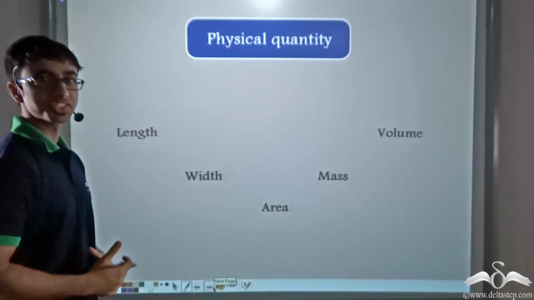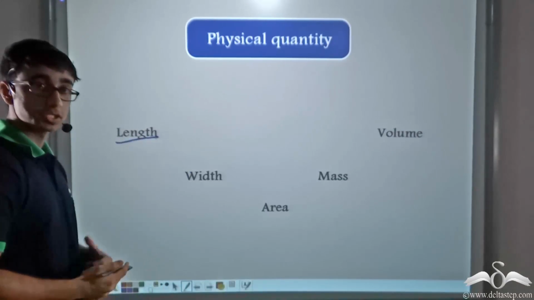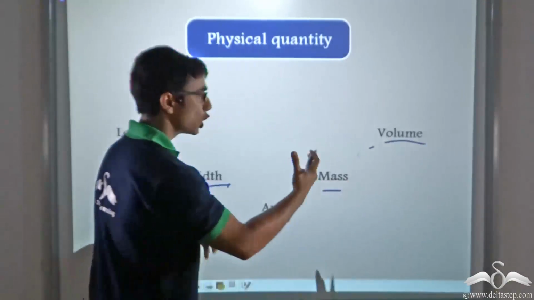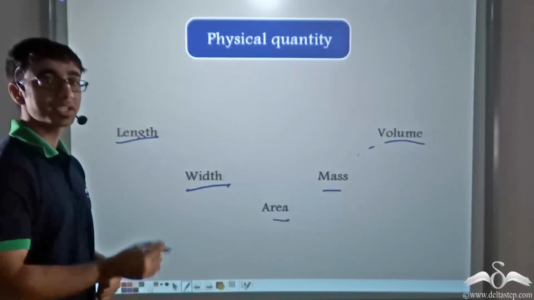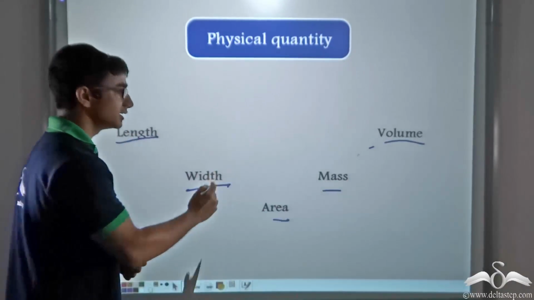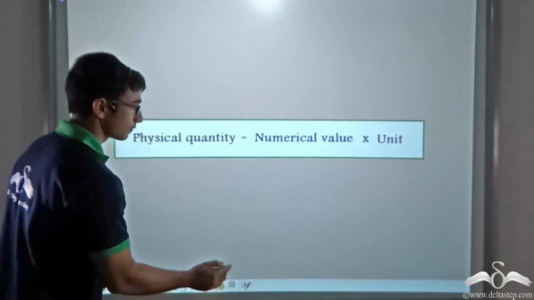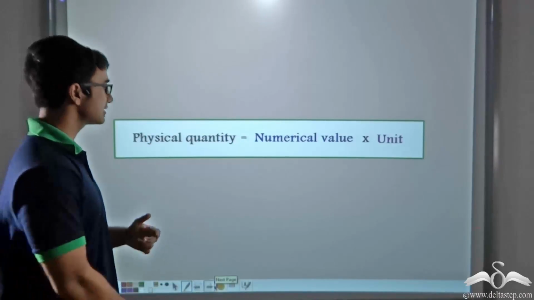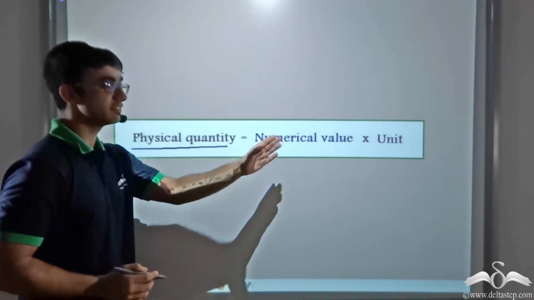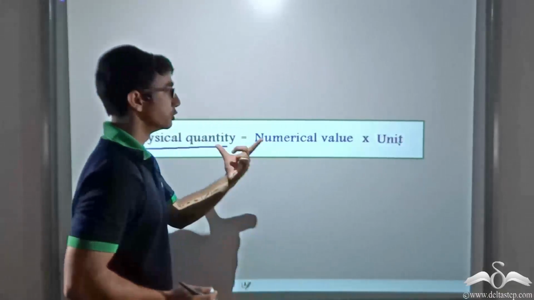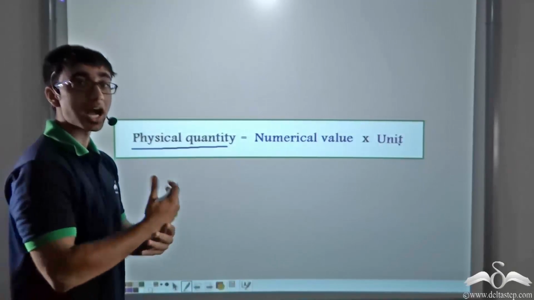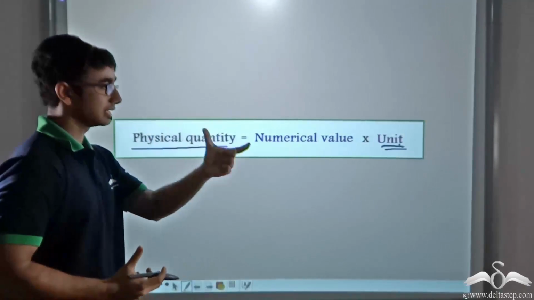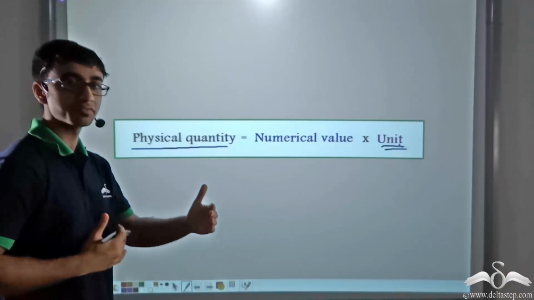So there are different kinds of physical quantities. Length is a physical quantity, width is a physical quantity, area, mass, volume, all of these are physical quantities which can be quantified by measurement and assigned a certain value. Now, physical quantity is normally represented in this manner. That is, physical quantity equals numerical value into unit. The numerical value is also the magnitude or how big it is, and unit represents the standard comparison that has been used in order to measure that given physical quantity.